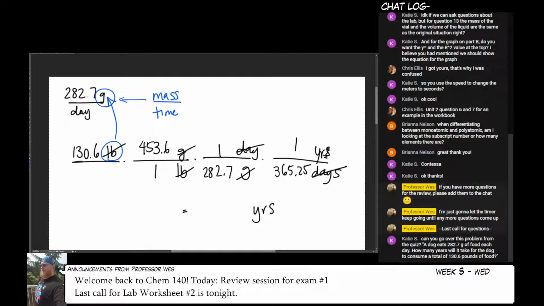So how long would it take the dog to eat this much food? So it'd be, oops, hold on, I wrote the wrong number. 130.6 pounds, which is 453.6 times 130.6... 453.6 divided by 282.7 times 365.25. And so I got 0.5737 years. So half a year.